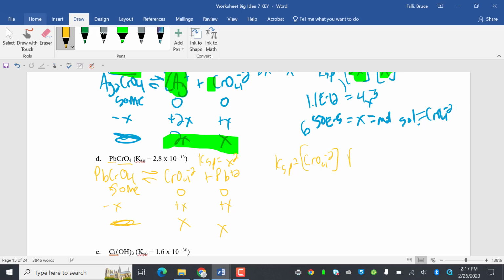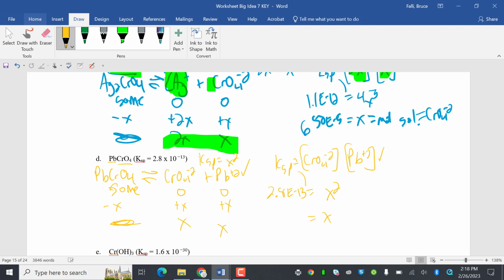If it's a free response question, it'll ask you for each of these parts. It'll say, write the dissolving equation, write the KSP, solve for the KSP. And here we're going to solve for the molar solubility. 2.8 E negative 13 equals x squared. X equals 2.8 E negative 13.